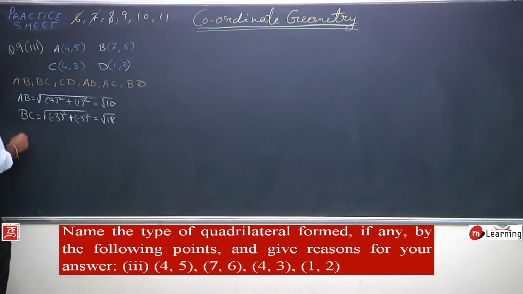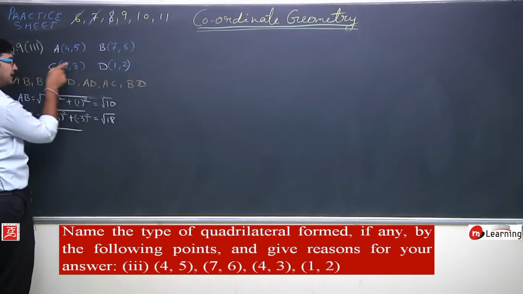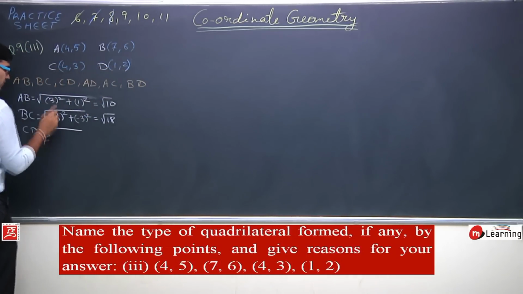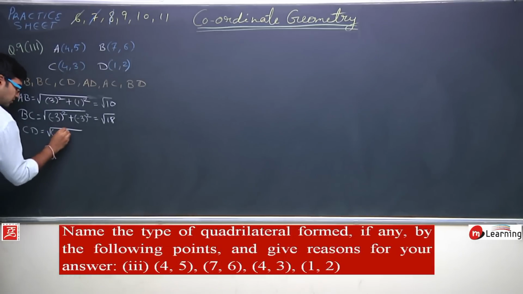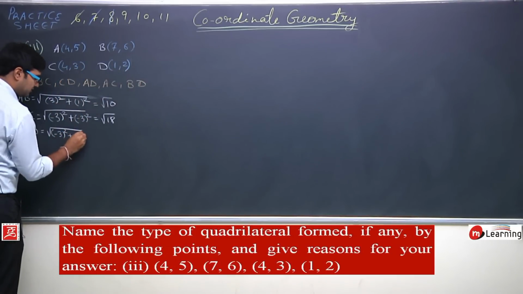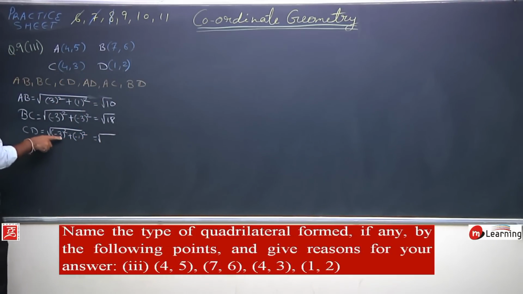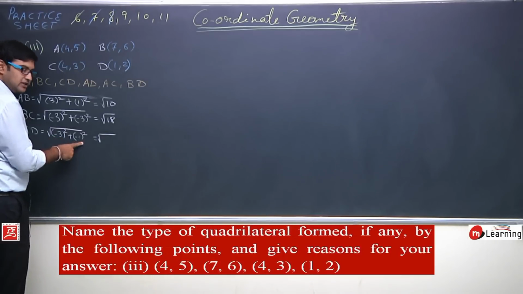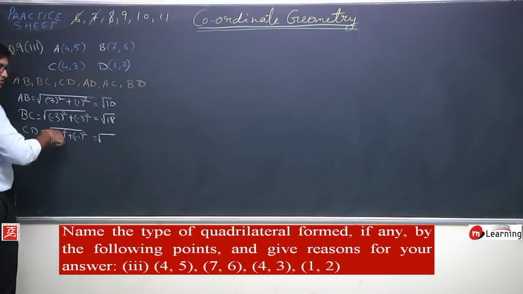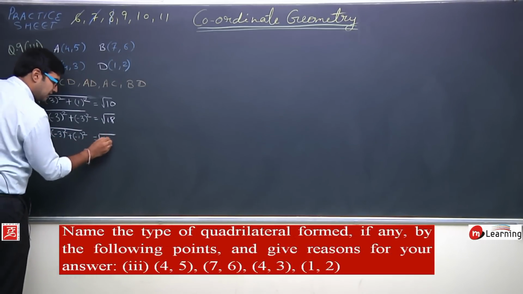Similarly, let us calculate the length of CD. This will be x1 y1, x2 y2. So x2 minus x1, 1 minus 4 is minus 3 whole square plus y2 minus y1 will give you minus 1 whole square. Minus 3 square is 9 and minus 1 square is 1. So 9 plus 1 is 10.